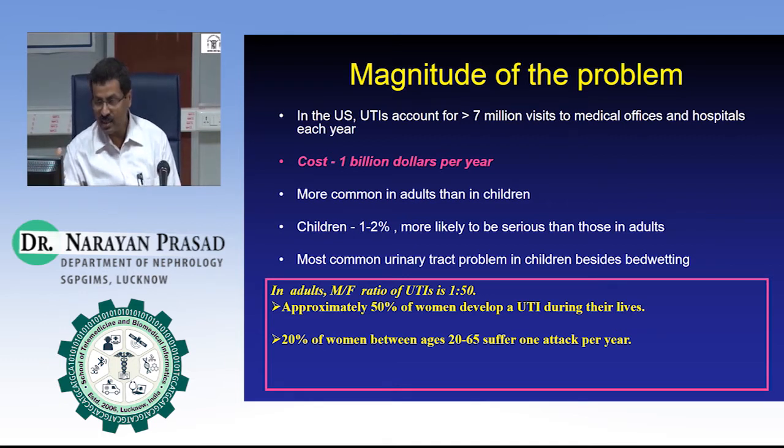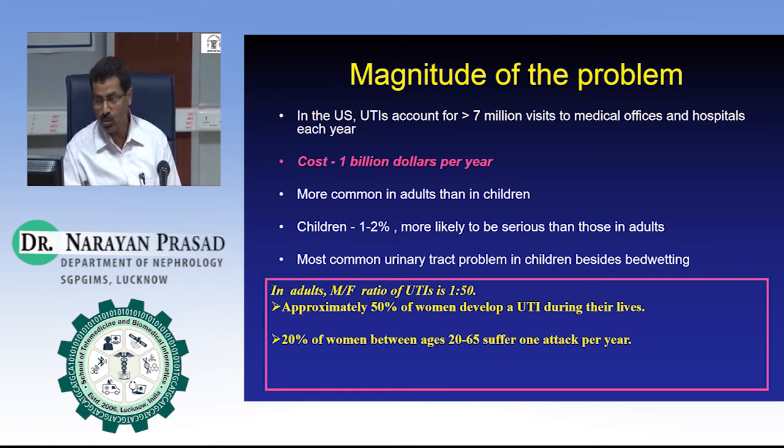We can classify urinary tract infection in different ways. One way of classifying is depending upon the parts of the urinary tract involved. If it involves the prostate, it is called prostatitis. If it involves the urethra, urethritis. If it involves the bladder, it is called cystitis. And if it involves the kidney, it may turn into acute pyelonephritis or chronic pyelonephritis.